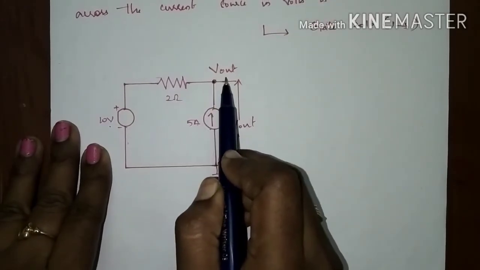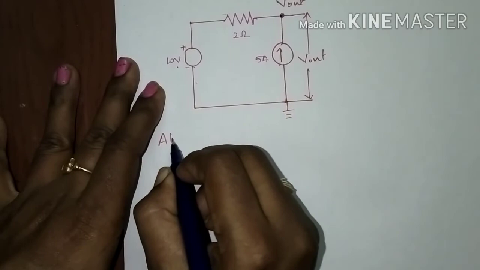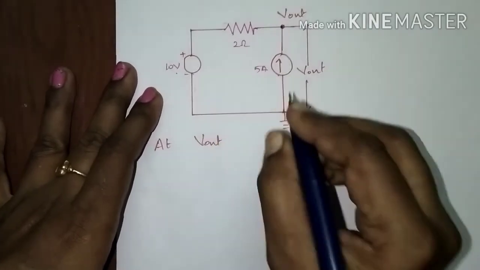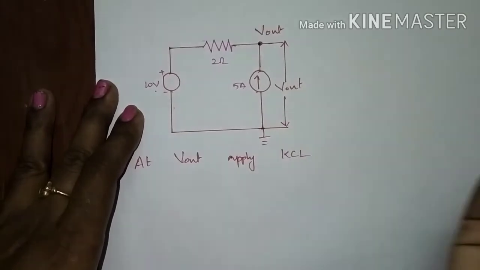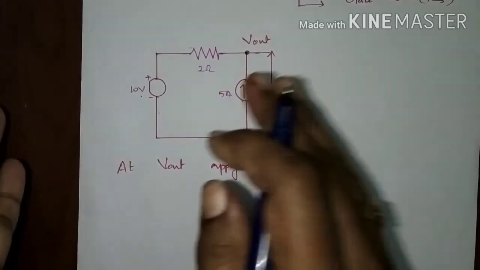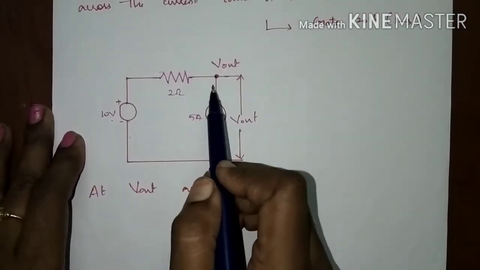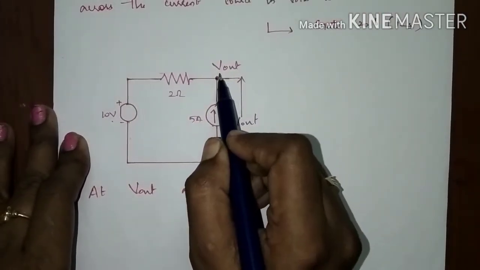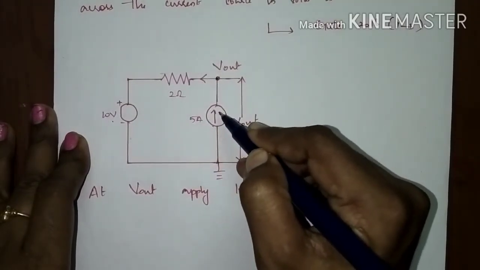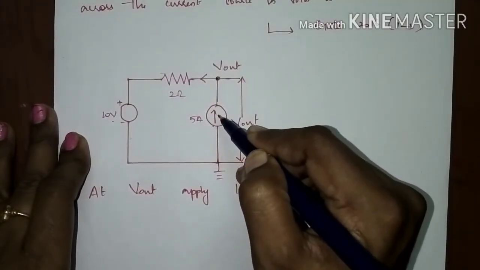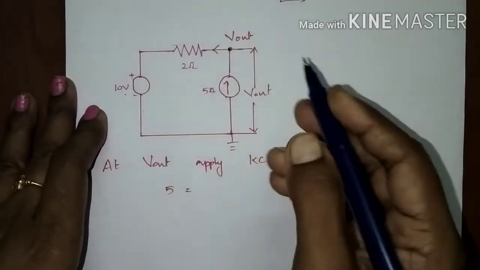Now in this node, apply KCL at V out node. Kirchhoff current law states that sum of the incoming current is equal to sum of the outgoing current. Here you assume this V out is in higher potential, your current will leave here. But already here they have mentioned 5 ampere current is incoming. So the sum of the incoming current is equal to 5 ampere, which is equal to sum of the outgoing current.